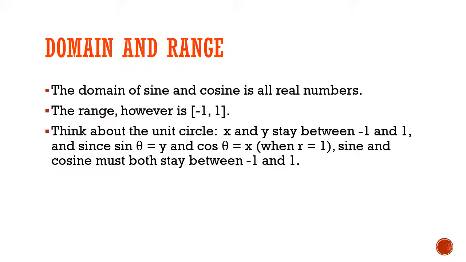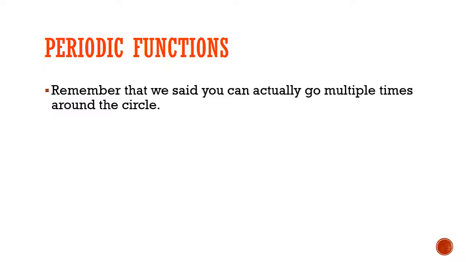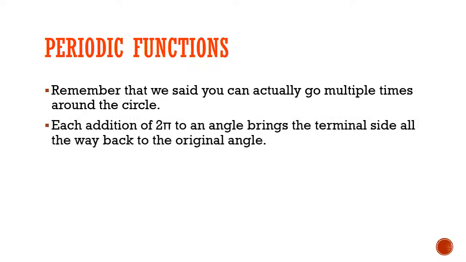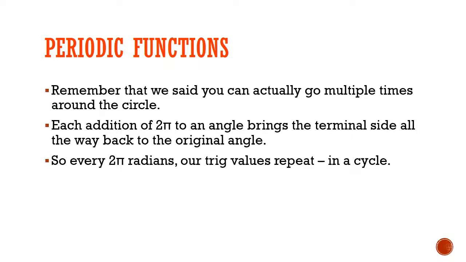Think about the unit circle. Okay, the unit circle is a circle of radius 1. X and y stay between -1 and 1. Since sine of theta equals y and cosine of theta equals x, when the radius is 1, the sine and the cosine must stay between -1 and 1. And remember that we said you can actually go multiple times around the circle. Each addition of 2 pi or 360 to an angle brings the terminal side all the way back down to the original side or to the initial side. So every 2 pi radians, our trig values repeat. It's a cycle because it just brings them back around.